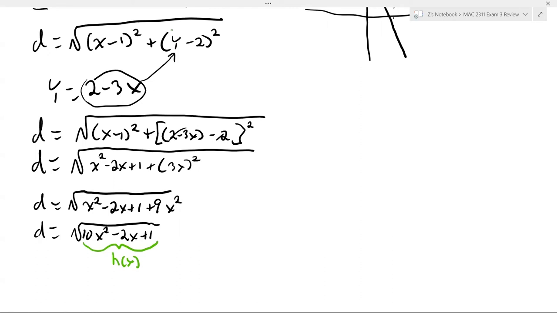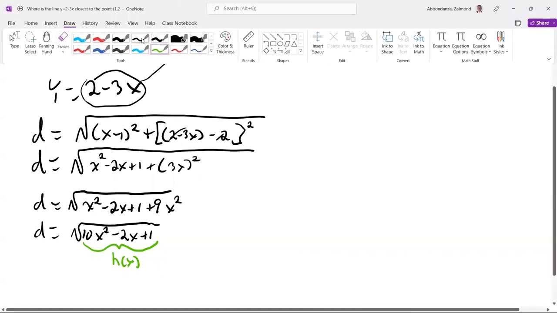Think about that. Okay, go back and try to think of what I mean by that. But I don't have to take the derivative of the square root of this parabola. I can just take the derivative of the parabola inside of it and figure out what that value is. And that's the same. It's going to be the same value that makes the distance the smallest. Okay, so let's take that function.